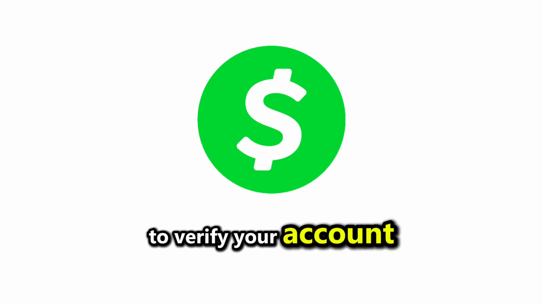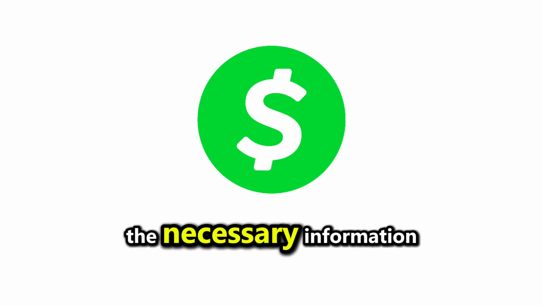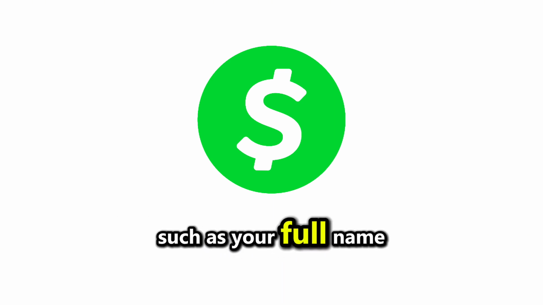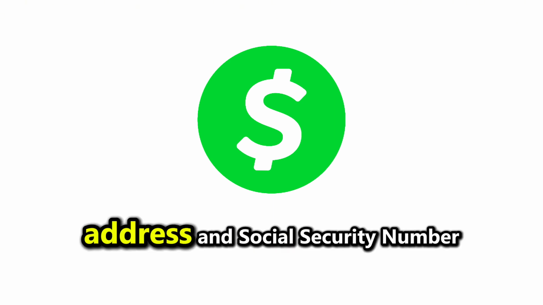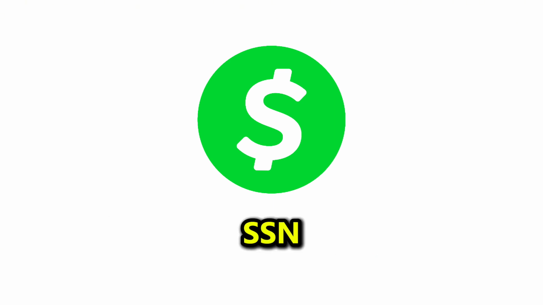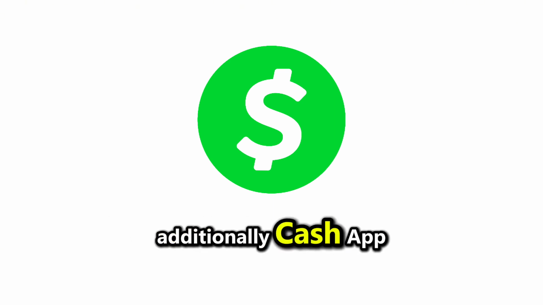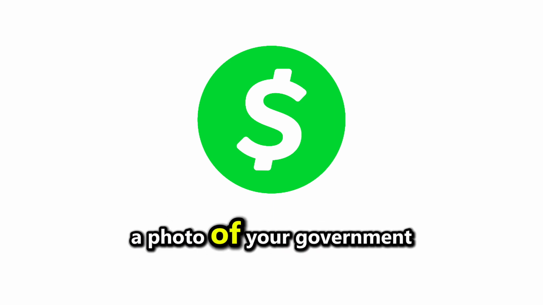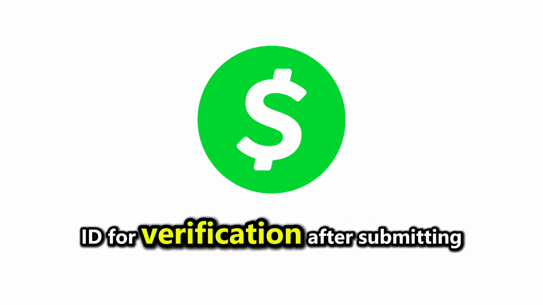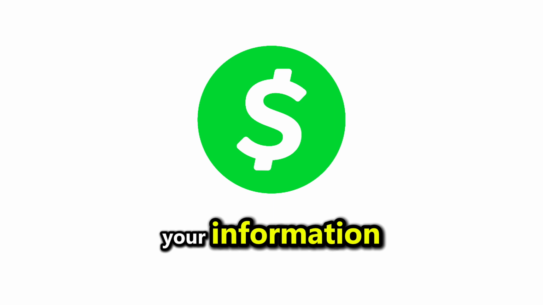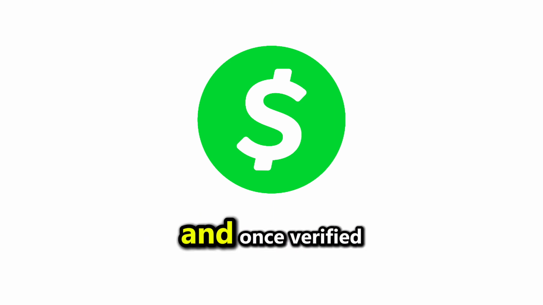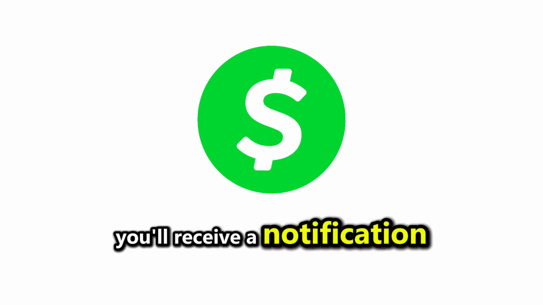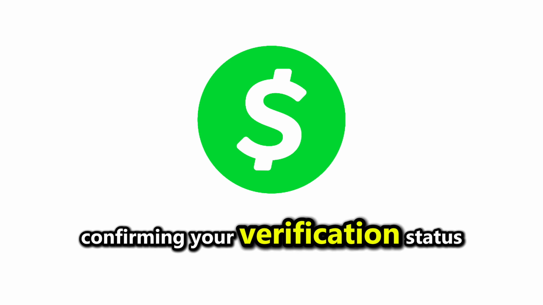To verify your account, follow the prompts to provide the necessary information, such as your full name, date of birth, address, and Social Security number (SSN). Additionally, Cash App may ask you to upload a photo of your government-issued ID for verification. After submitting your information, Cash App will review it, and once verified, you'll receive a notification confirming your verification status.